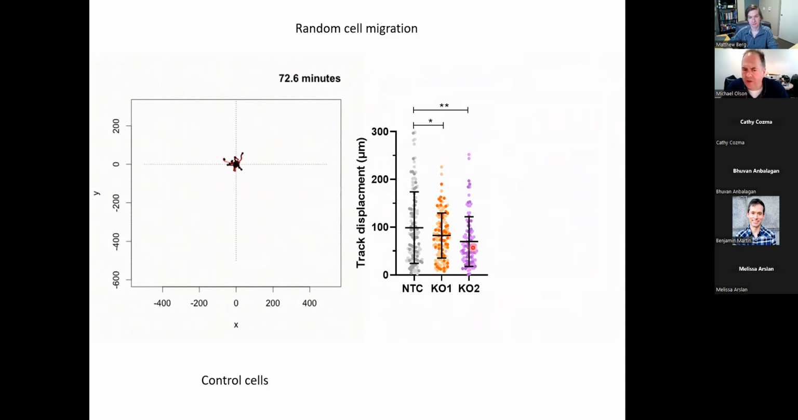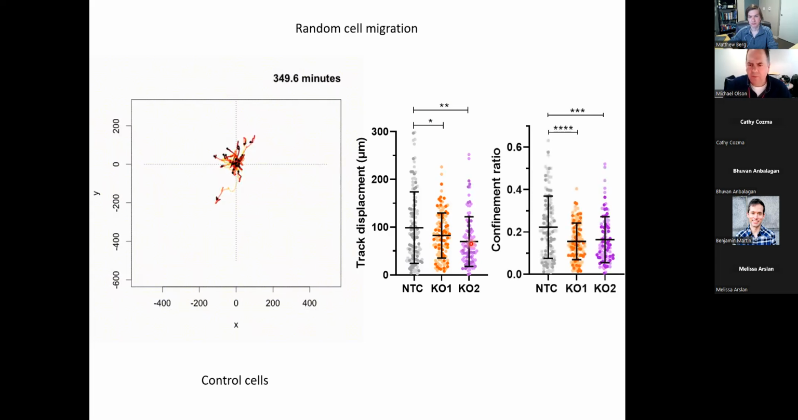And this, again, is just quantifying that from a number of experiments. So this looks at these track lengths. There is a significant effect on the ability of these cells to migrate. And this is reflected in the fact that they tend to turn more often. So they're less good at moving in a directional way, which is similar to what we found when we were looking at cofilin overexpression.